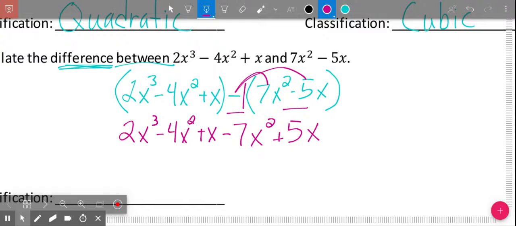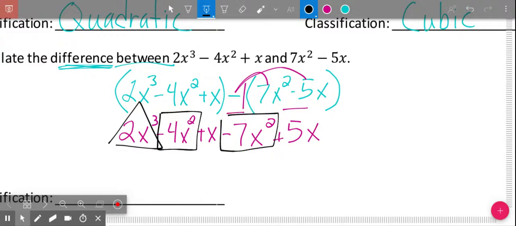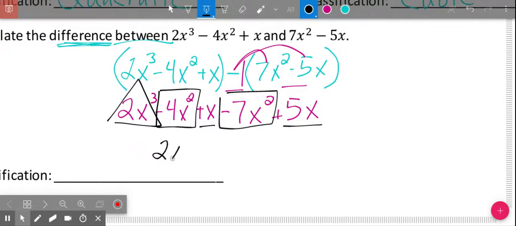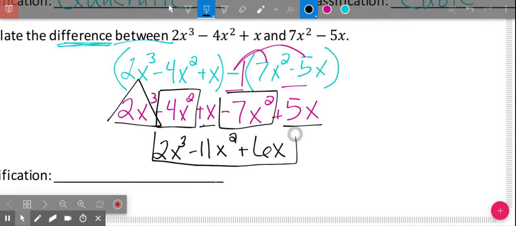Now it just turns into our problems from yesterday where we can combine like terms. So I'm going to put triangles around my x cubeds. Oh, I only got one. I'm going to box in my x squareds. And then I'm going to underline my just standalone x's. So the 2x cubed just goes up front. Negative 4 minus 7 gives me negative 11x squared. And x plus 5 gives me plus 6x. Now, from here, that's my final answer, but I need to classify it. Since I have 2x cubed at the front, that's my largest exponent, and so it's going to be cubic.